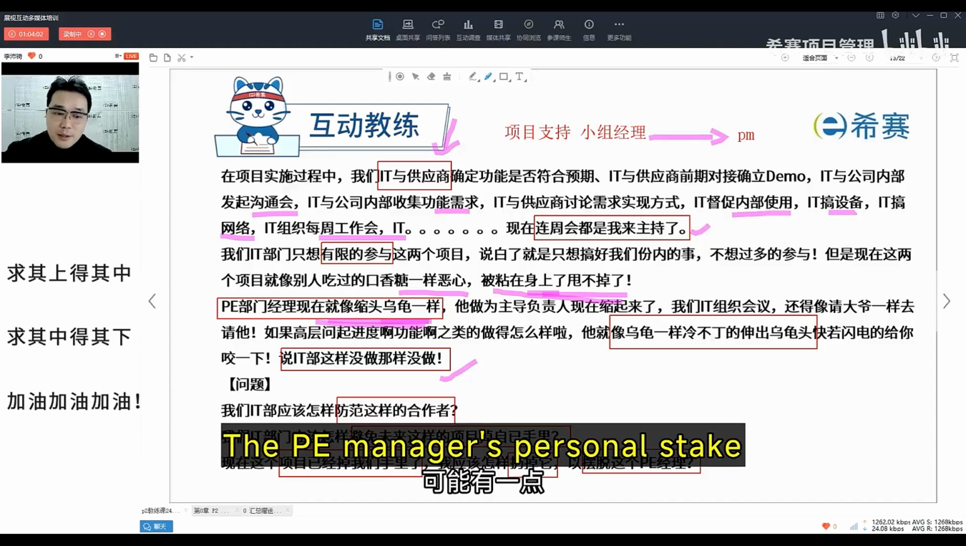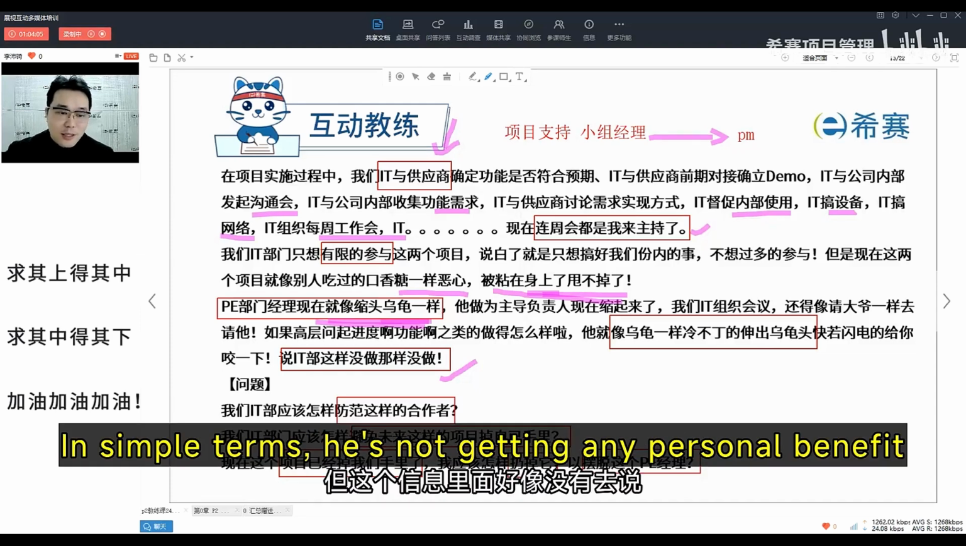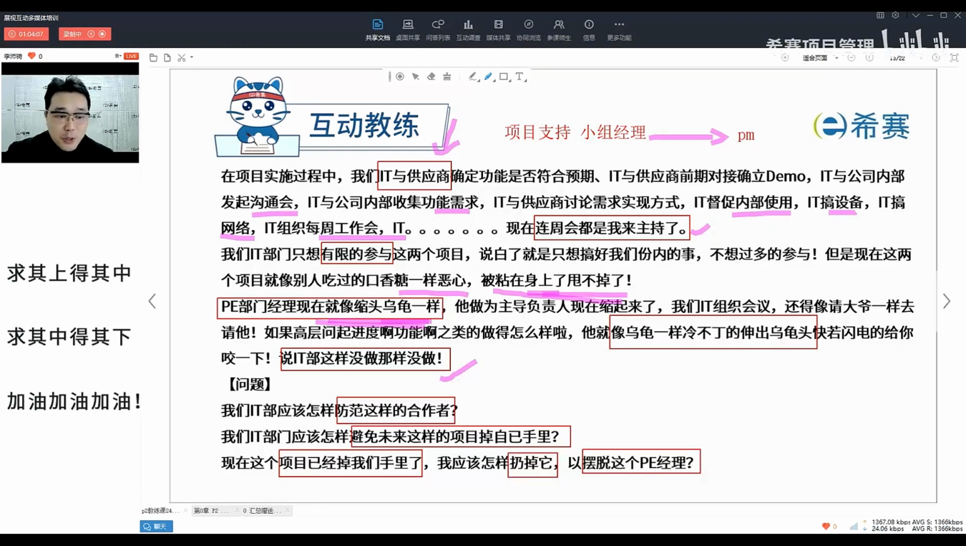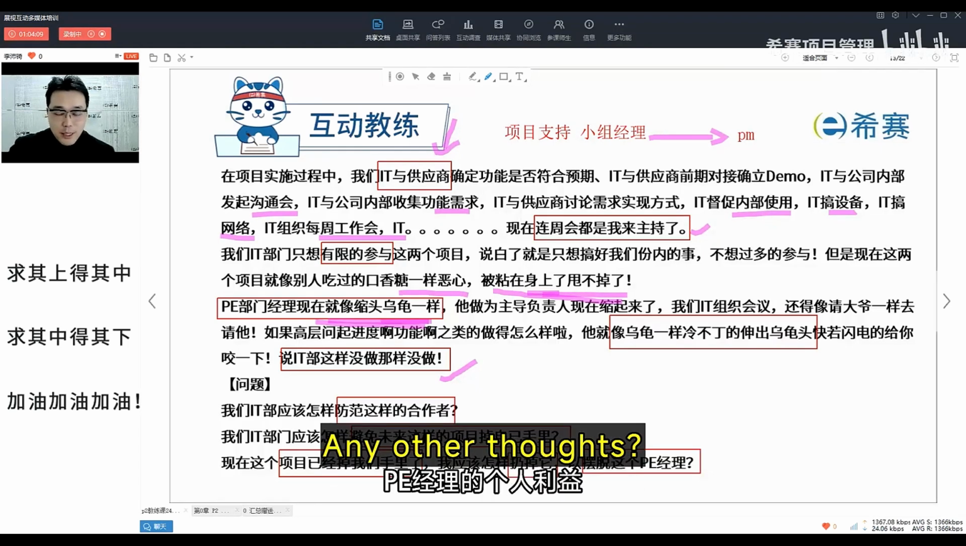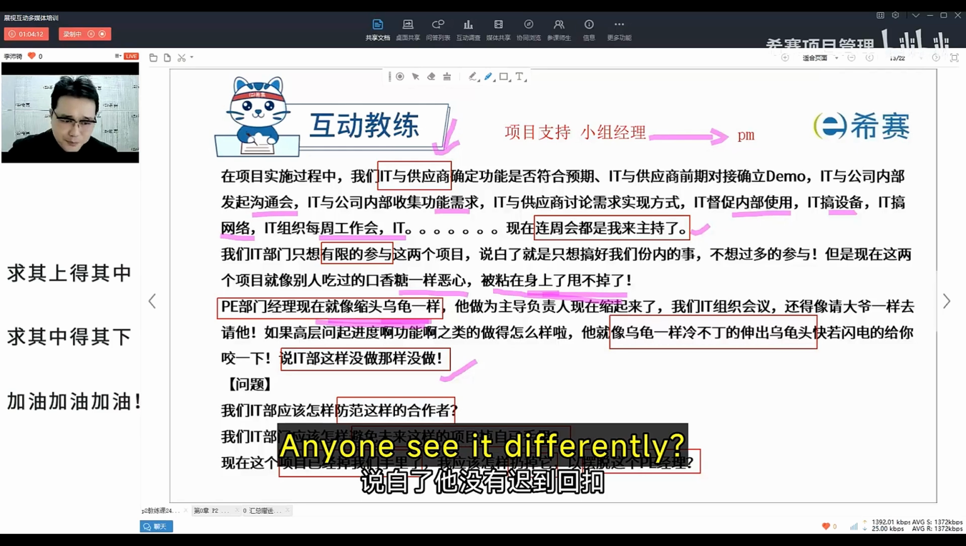The PE manager's personal stake. In simple terms, he's not getting any personal benefit. Is that a fair assessment? Any other thoughts? Anyone see it differently?